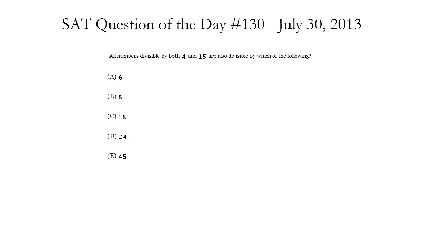So first I'll show you the abstract way, the way I actually originally did it, and then I'll show you a version of their method. So this is the way I understand this question. All numbers that are divisible by both 4 and 15 are divisible by what?